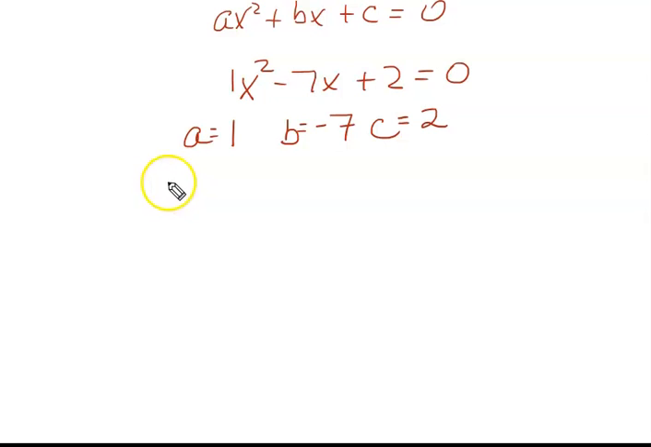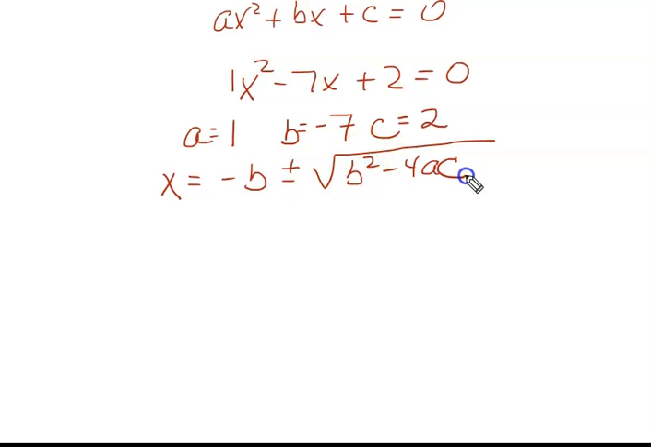Now we're asked to put it in the quadratic formula. x equals -b plus or minus the square root of b squared minus 4ac, and this is all over 2a. So let's do the substitution. Now b is a -7, so a negative b makes this a +7.